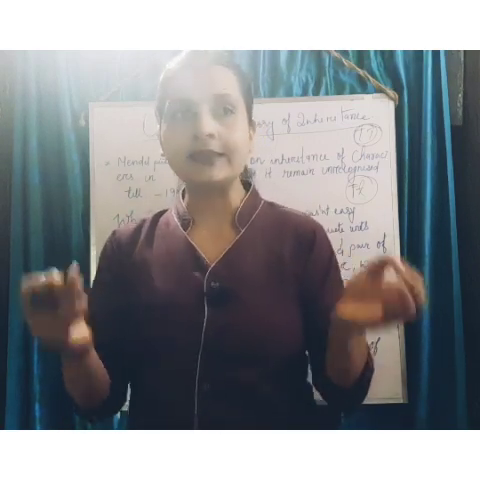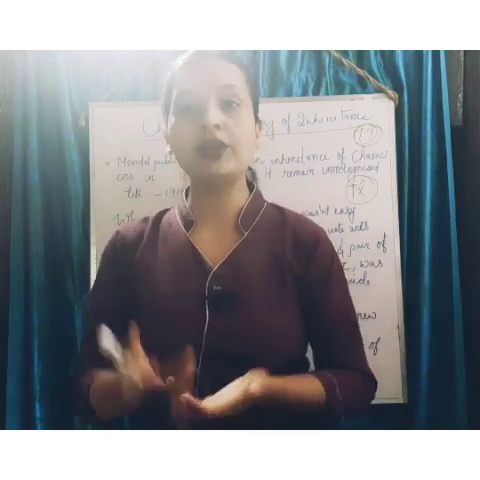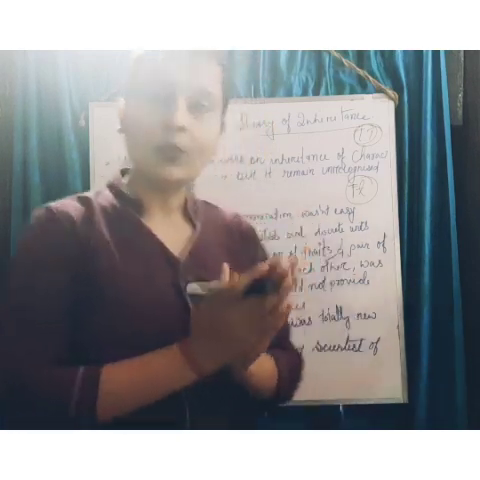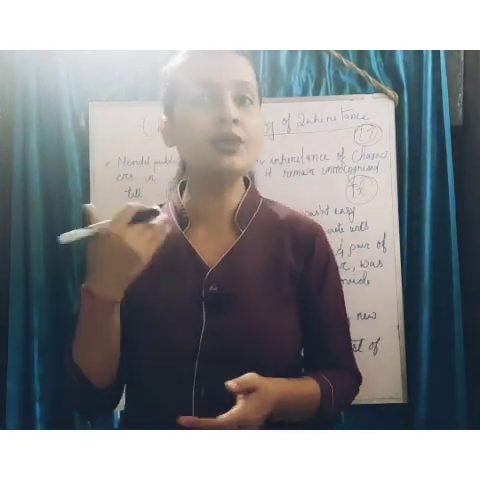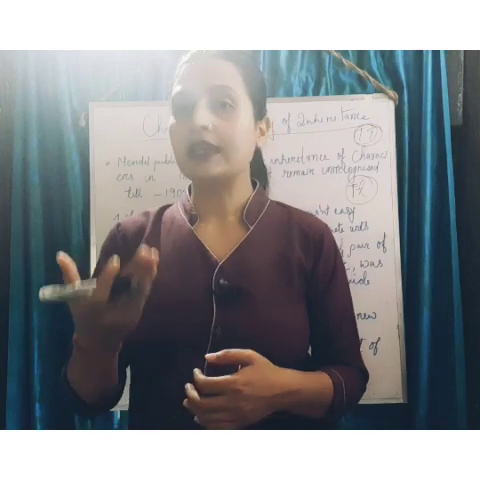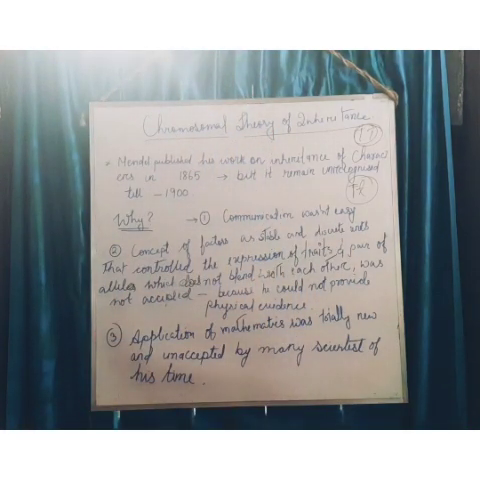Only saying that this happened because of this is not acceptable in the world of science. You have to prove it. At that time the technology was not so advanced, so he could not provide any proof for his concept. Third, the application of mathematics was totally new and not accepted by many scientists of his time.